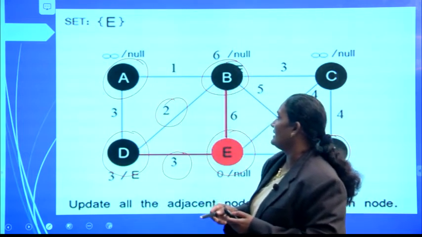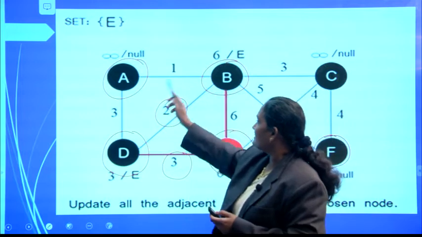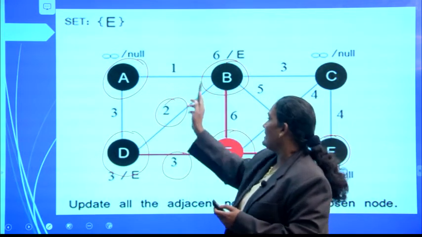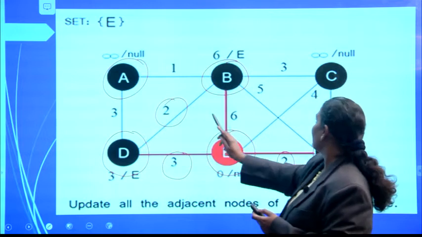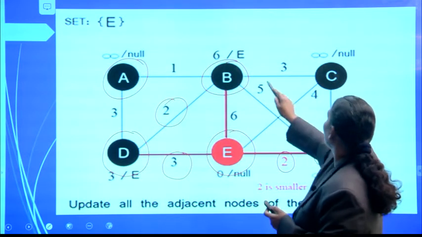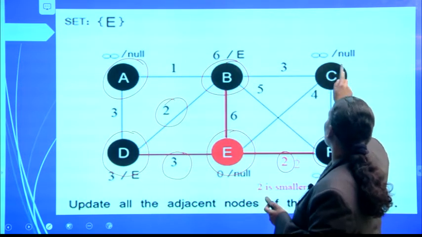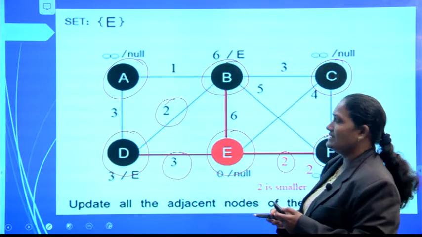Next we select B, and this has a minimum cost vertex A. We select A. If you select this one, it creates a cycle, so we are not selecting that one. Later we select the minimum cost. This one is the minimum cost, so we select C.